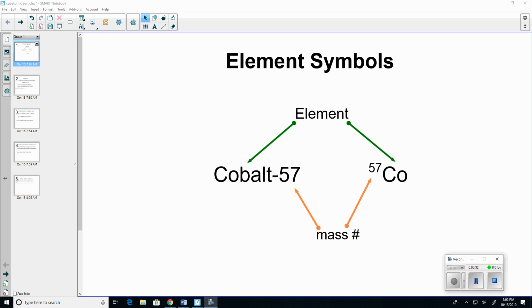What we have to go over today is if I give you a symbol like either of these, you should be able to figure out the number of protons, neutrons, and electrons that that thing contains. Okay? So this is just the introduction of here are two different ways to show the same thing.